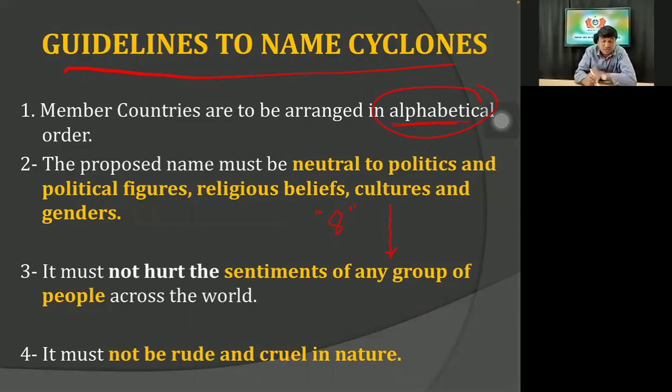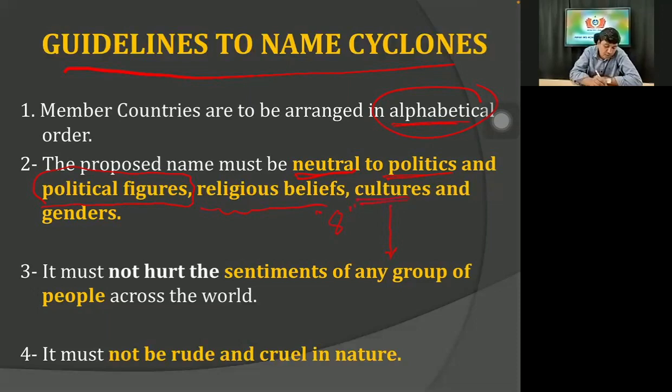The second point is that the name given by the countries should be neutral. The name should not be related to any politics. For example, BJP cyclone, Congress cyclone, Janata Party cyclone, BSP cyclone, Trinamool Congress cyclone. We should not name cyclones related to politics or parties, and we should not name them based on religious beliefs or culture.